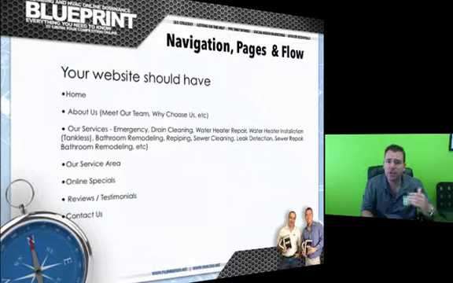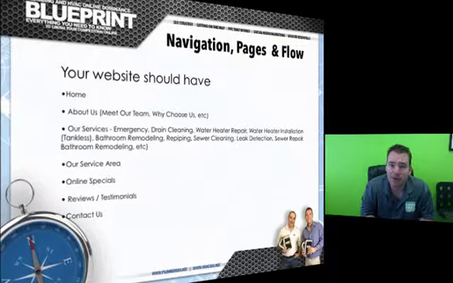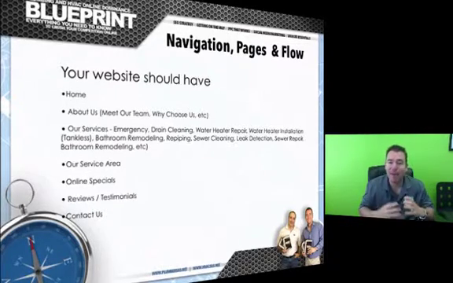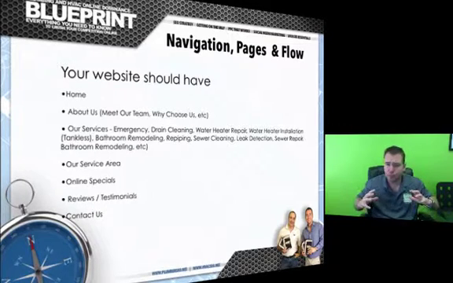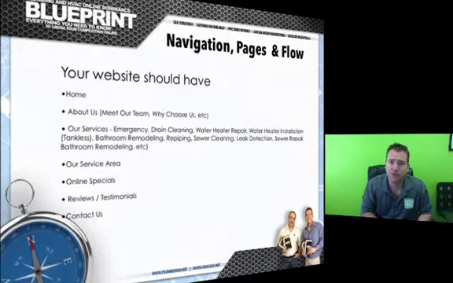Within our services, you want to have the ability to list out the various services that you offer. And I talk a lot about this in the SEO module. You want to have pages for each one of your services because it's going to be optimized for the different keyword combinations on your site. But you want emergency plumbing, drain cleaning, water heater repair, water heater installation, bathroom remodeling, repiping, sewer cleaning, leak detection, sewer repair, etc. So you offer various services. There's some things maybe that you do that aren't on that list. And so have pages for each one of the different services that you offer.